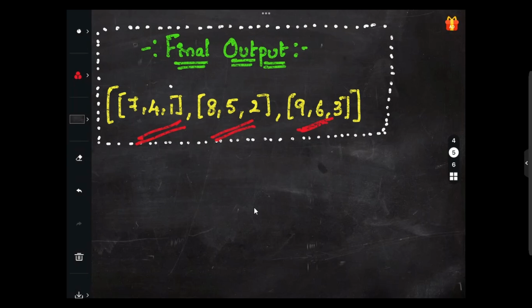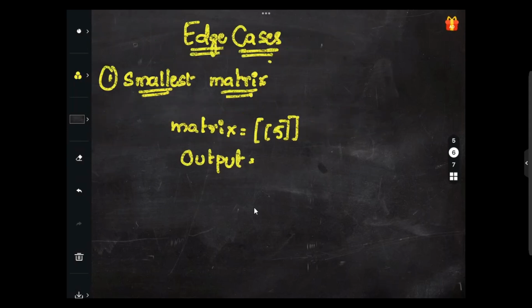So let's see that after discussing the edge cases: how can we articulate this in the form of code? This is the thought process that we have discussed. So let's see the same thing after discussing the edge cases. Let's discuss the edge cases one by one.